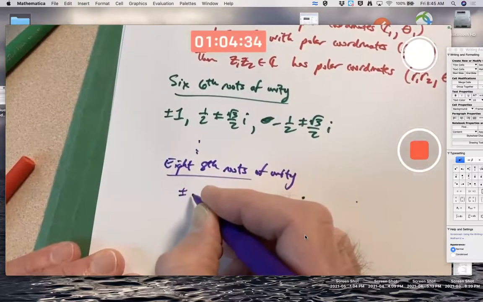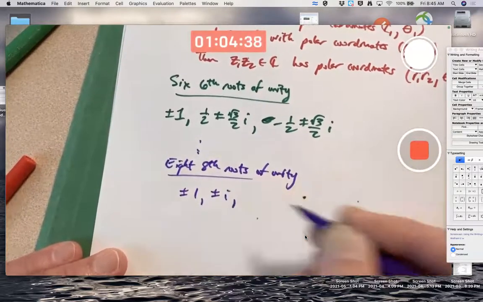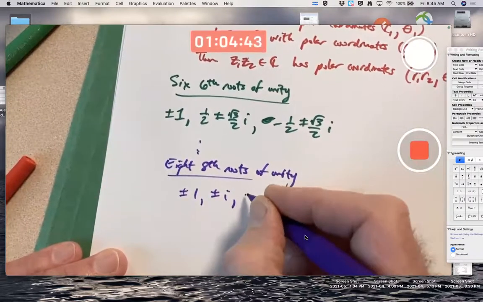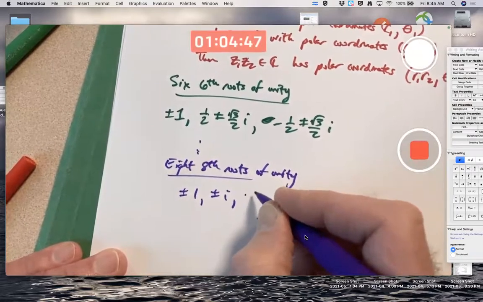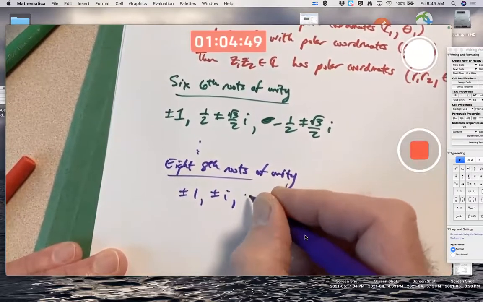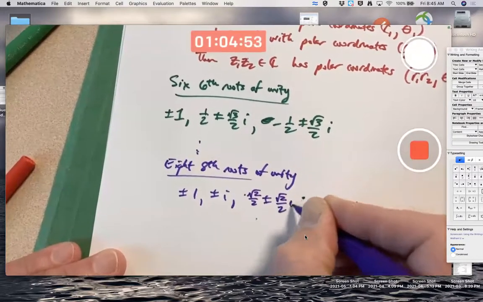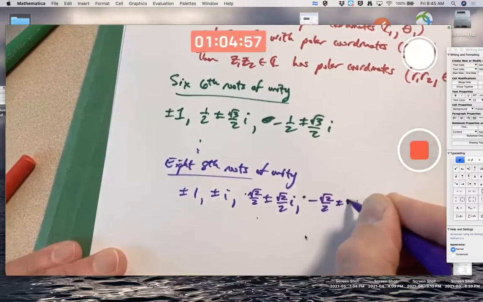Plus or minus 1, plus or minus i, and what I'm about to write next is going to correspond to 4 different numbers. Well, let's write it in 2 pairs. Square root of 2 over 2 plus or minus square root of 2 over 2i, and negative square root of 2 over 2 plus or minus square root of 2 over 2i.